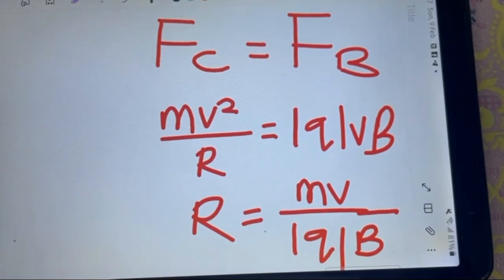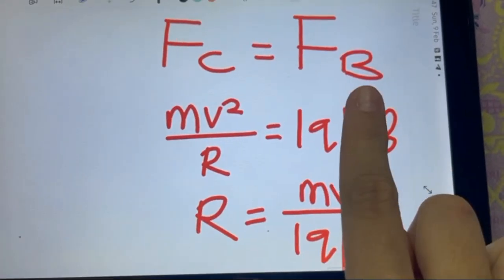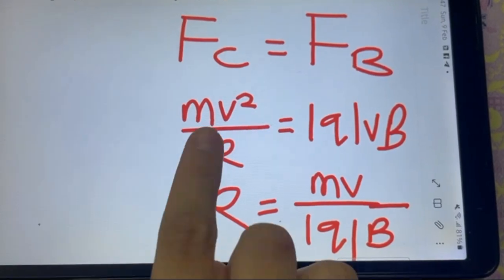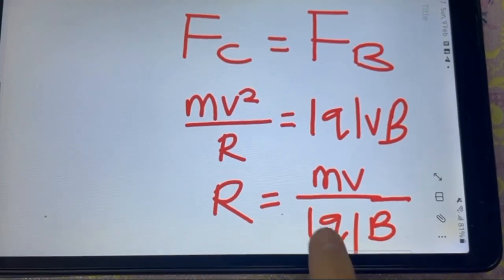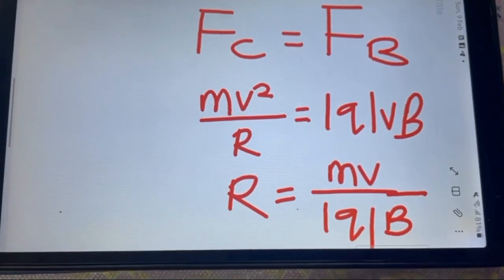Therefore, we can equate the equation for centripetal force and magnetic force. We can see that there's v on both sides, we can cancel one, so we are just left with v. So the equation is r is equal to mv over qB.